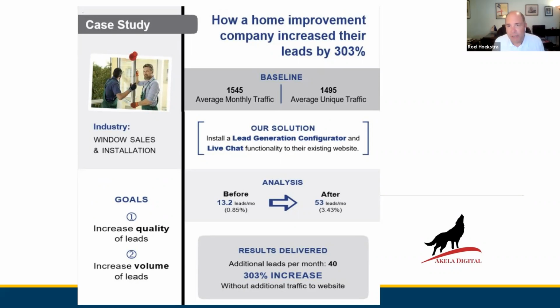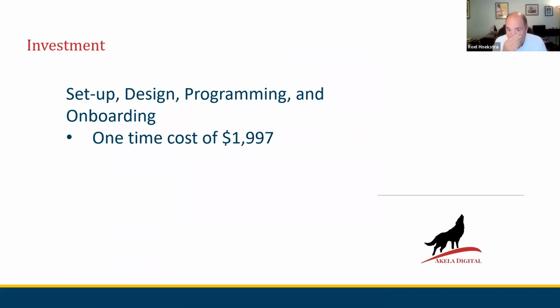Second thing, of course, is this is a window company, same thing. They went from 13 to 50 leads on 1,500 monthly visitors. So the configurator just gets you the better leads, the higher quality leads, and more of them without doing anything other than giving your site visitors what they want when they come to your page.